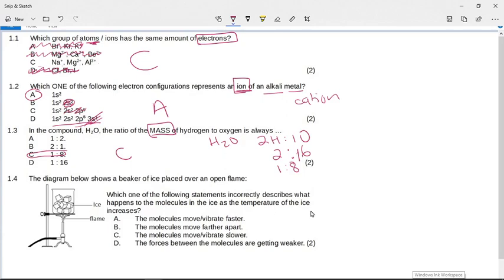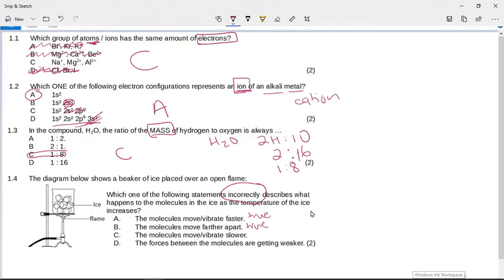Now it says the diagram below shows a beaker of ice placed over an open flame. Which one of the following statements incorrectly describes what happens to the molecules in the ice as the temperature of the ice increases? Well, if we know our definitions, we know that temperature is a measure of the average kinetic energy of the particles. So if the temperature increases, the average kinetic energy of the particles is going to increase. So this one, the particles move faster. This is true. The particles move further apart. This is true, because when they've got more energy, they overcome the intermolecular forces and move further apart.